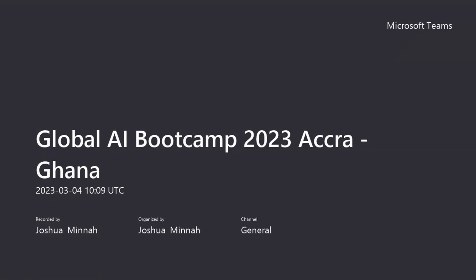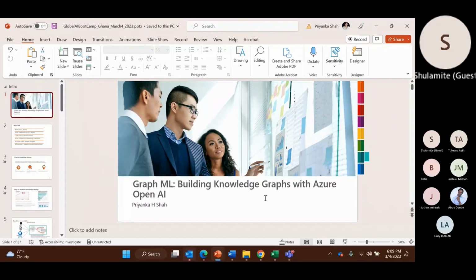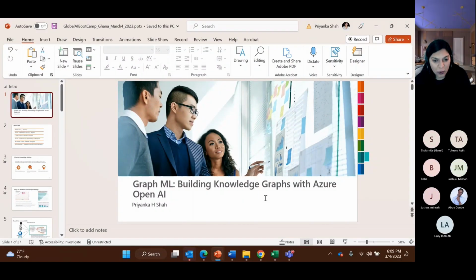Today what we will be learning about is graph machine learning. It's because nowadays we see a lot of hype about OpenAI, ChatGPT, GPT-3 models, large language models. So we will learn about graph machine learning and how it is very easy and very intuitive to build graphs with OpenAI.